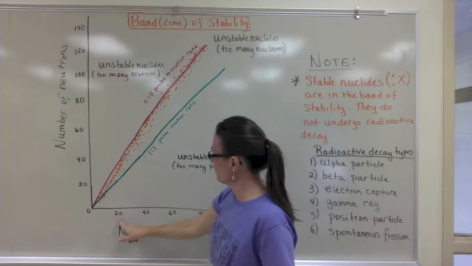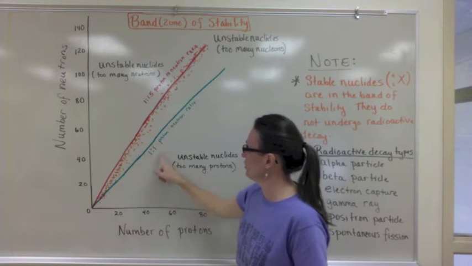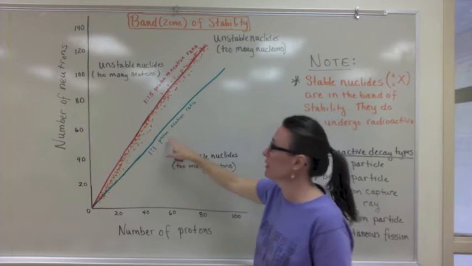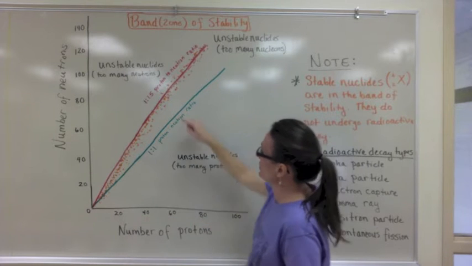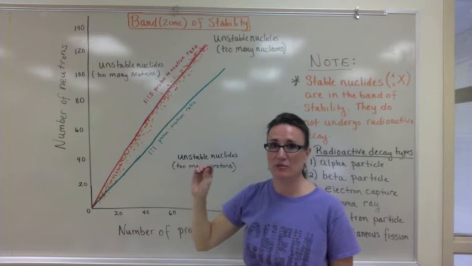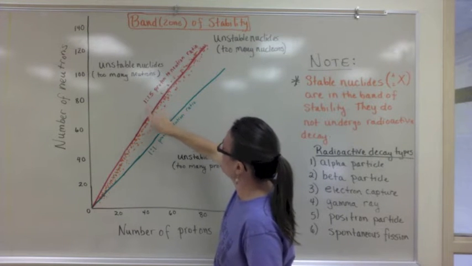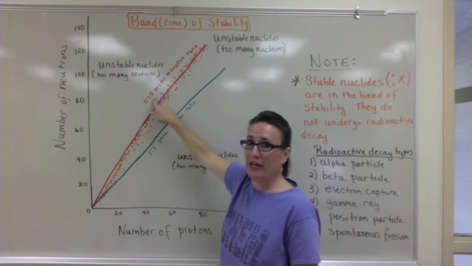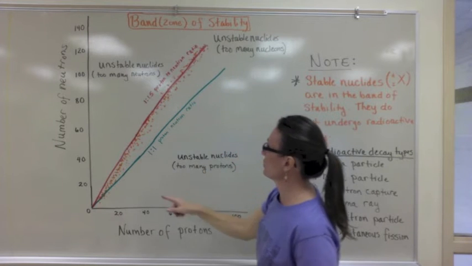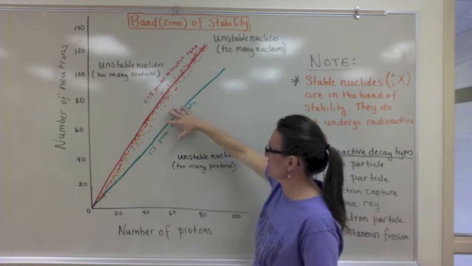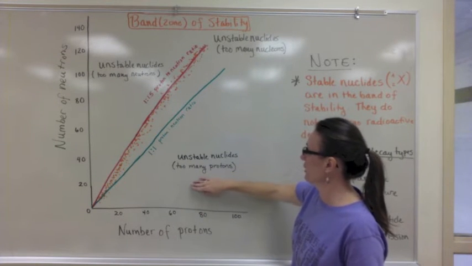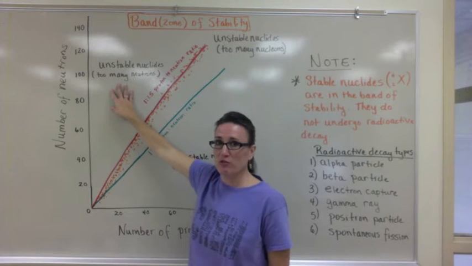And so atomic numbers of 20 and below are stable at about a 1 to 1 proton-neutron ratio, but as the proton count increases, the number of neutrons necessary to be stable increases too. And so the ratio starts to go from 1 to 1 to 1 to 1.5 to keep a stable nucleus. All of the atoms and isotopes that are underneath this will have too many protons. Over here they'll have too many neutrons.